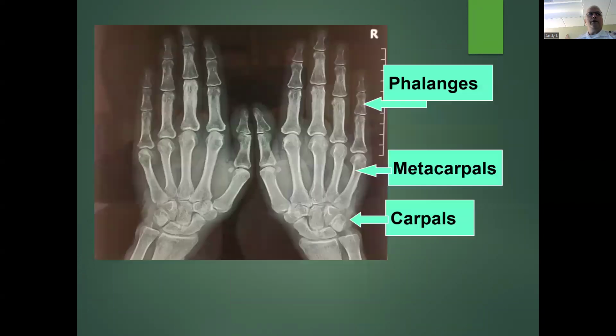So, all right. And then in your hands, you have the carpals, the metacarpals, and the phalanges. I remember this by, I drive a car with my hands: carpal, metacarpal, phalanges.